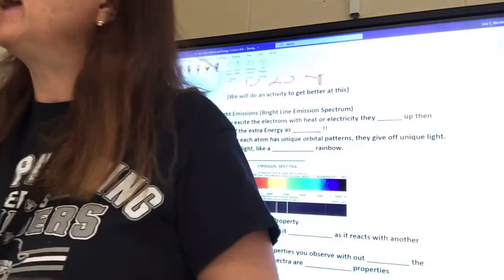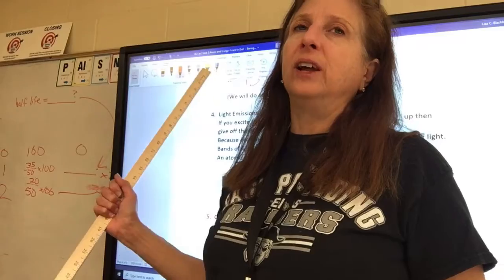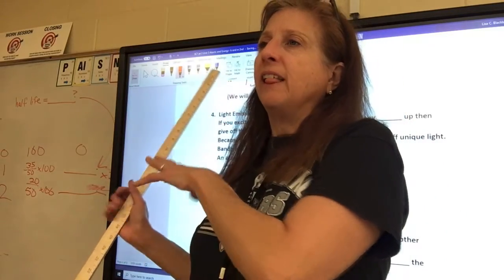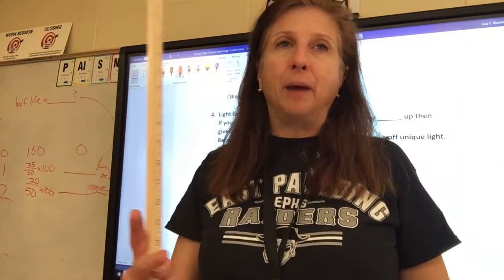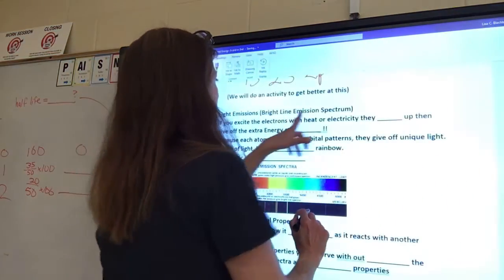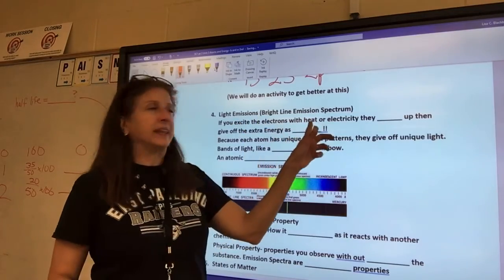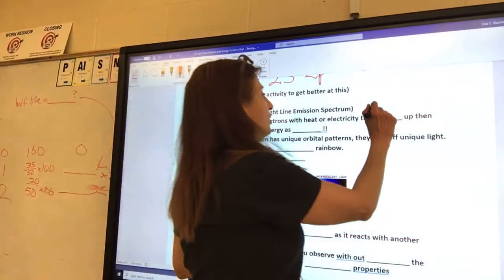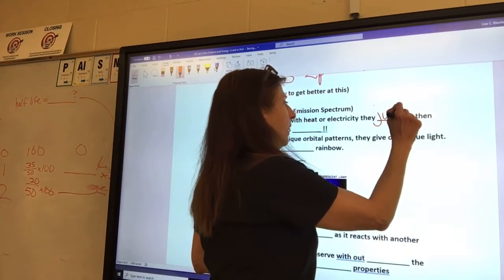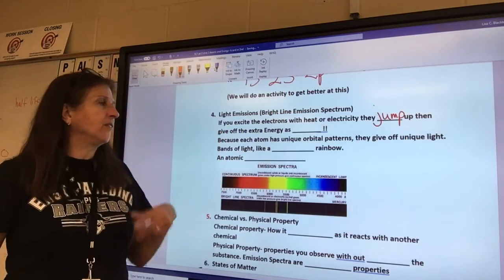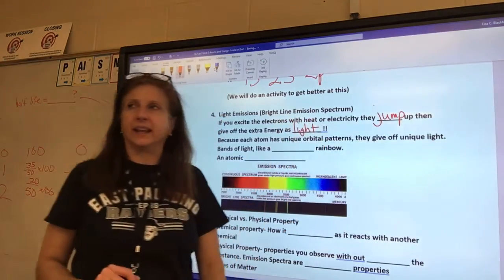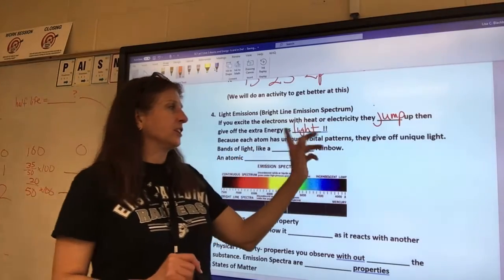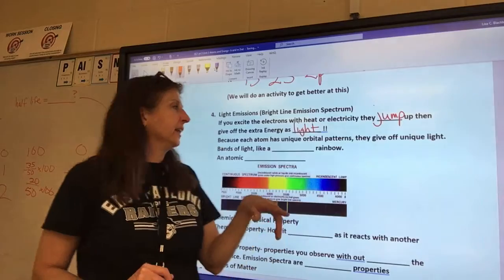Because every atom is different, and every atom has a different electron configuration. Each one has different orbitals, which make it give off different light patterns. If you excite electrons with heat or electricity, they will jump up to higher orbitals and then give off the extra energy as light, or really any part of the electromagnetic spectrum. Because each atom has a unique orbital pattern, they give off unique light.